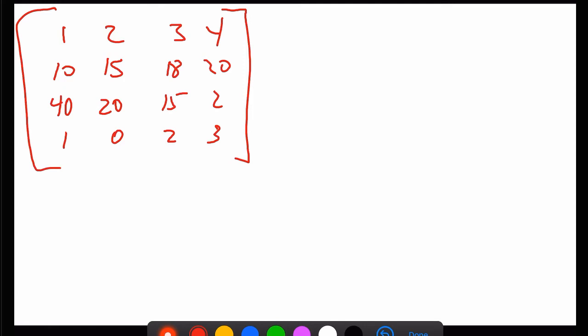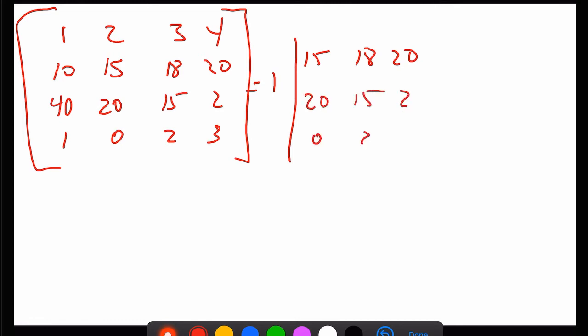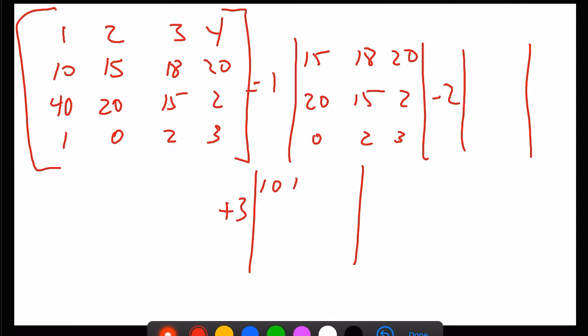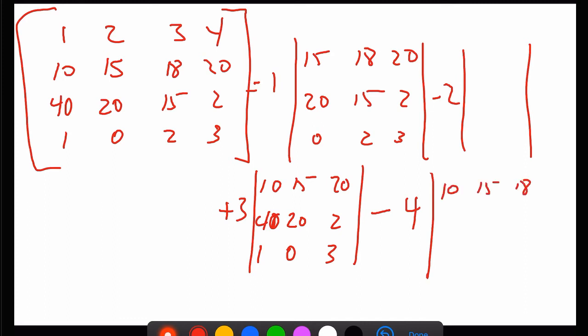Yeah, now it's going to be fun, right? Because now you're going to wipe that out, and then you're going to get a 3 by 3. And then minus 2, and another 3 by 3, plus 3, and another, and then minus 4 times another. And then you've got to solve that.